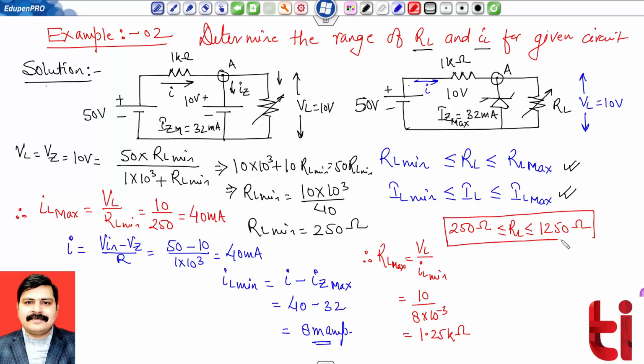And my second answer is current IL. This should be lying from the minimal value which we have calculated, 8 milliampere, to 40 milliampere. So ultimately my outcome is, if my load resistance is varying from 250 ohm to 1250 ohm, I will have a constant voltage of 10 volt across the output, and at the same time I will have a range of current from 8 milliampere to 40 milliampere. So this is a very interesting example.